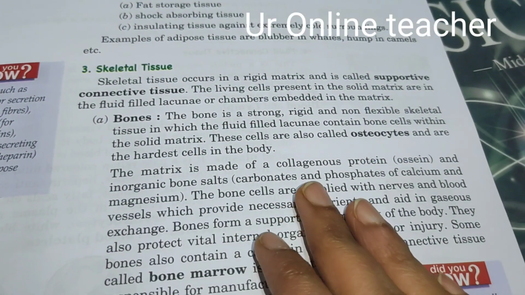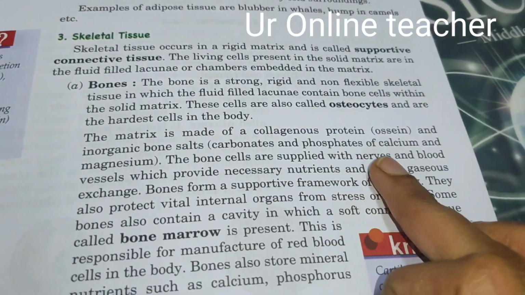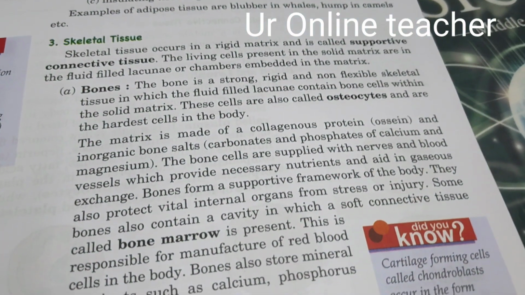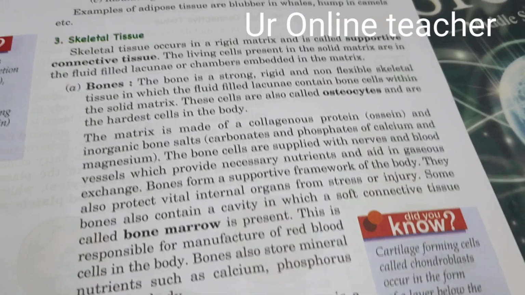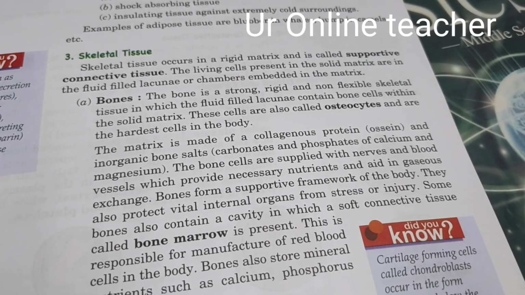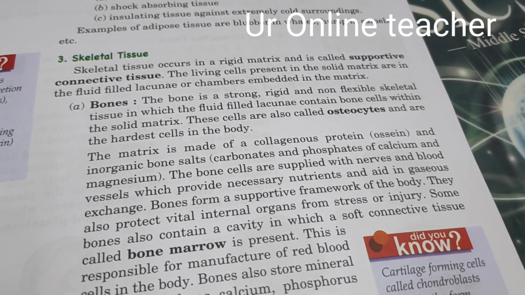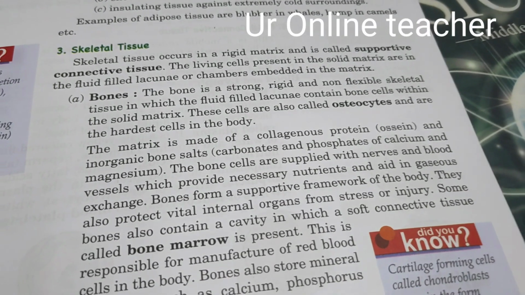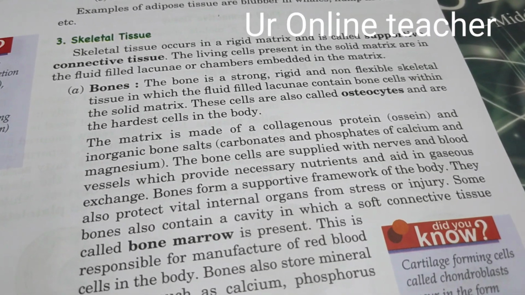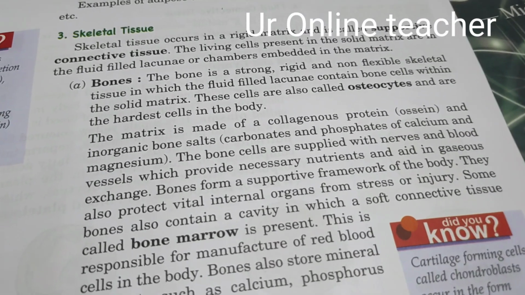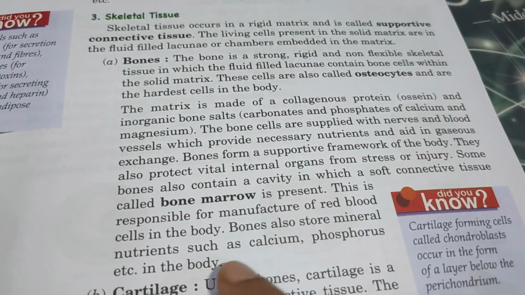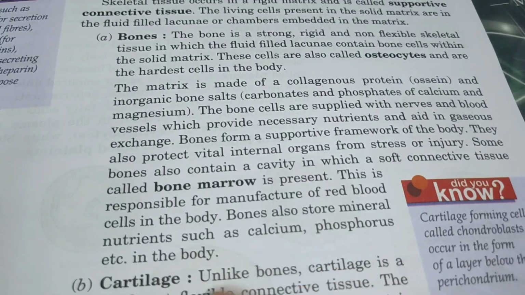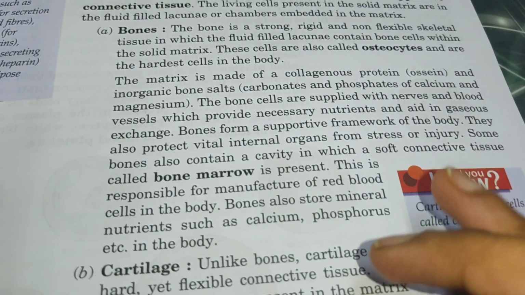So the matrix is made up of collagenous protein. That protein is called ossein, and inorganic bone salts are present like carbonates and phosphates of calcium and magnesium. So these bone cells are supplied with nerves and blood vessels which will provide nutrients, and also help in gaseous exchange. So bones will provide a supportive framework to the body. It also protects the internal organs from stress or injury. Some bones also contain cavities in which a soft connective tissue called bone marrow will be present. So in this bone marrow only red blood cells are manufactured. So bones also store mineral nutrients such as calcium, phosphorus, etc.